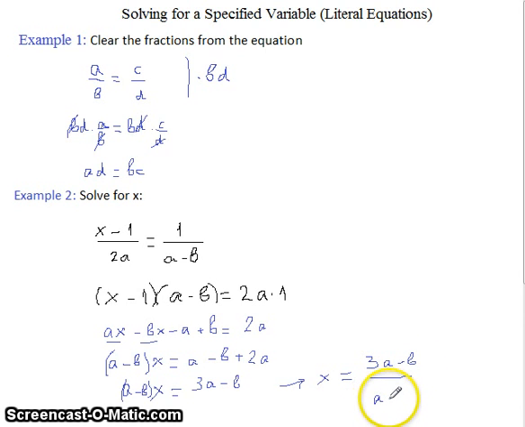So let's repeat what we did. Because this is an equation with fractions, we cleared the fractions first. For this example, we used the short result. We could do it by cross multiplying. And then we solved the equation for x by isolating the x terms and moving all other terms to the other side.